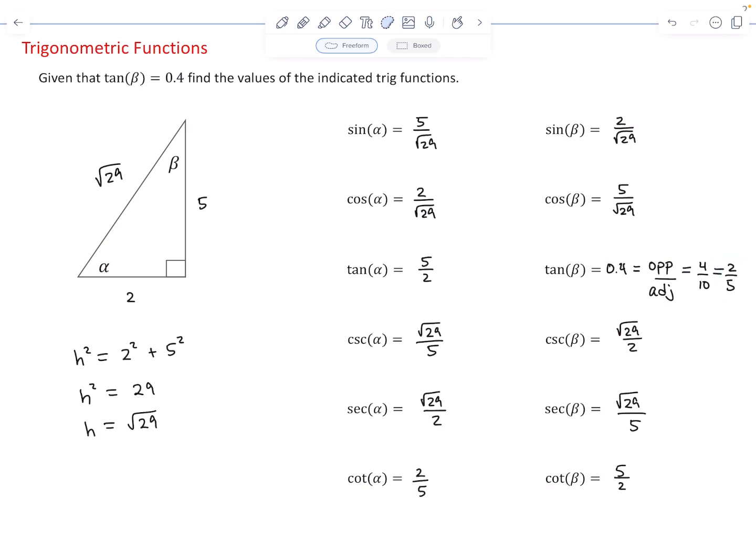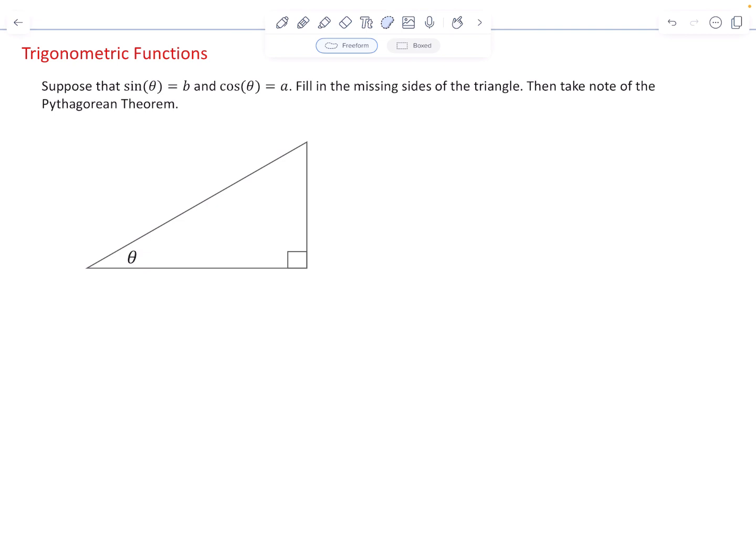Okay, moving on. Here's a very generic triangle. One acute angle right here is labeled as theta, a Greek letter often used to represent angle measurements. And we are given the information that the sine of theta is b and the cosine of theta is a. Well, relative to theta, the opposite is the vertical leg and the adjacent is the horizontal leg. And we know that the sine of theta, and we're given the information that it's equal to some unknown number b. Well, I can think of this as being b over 1.